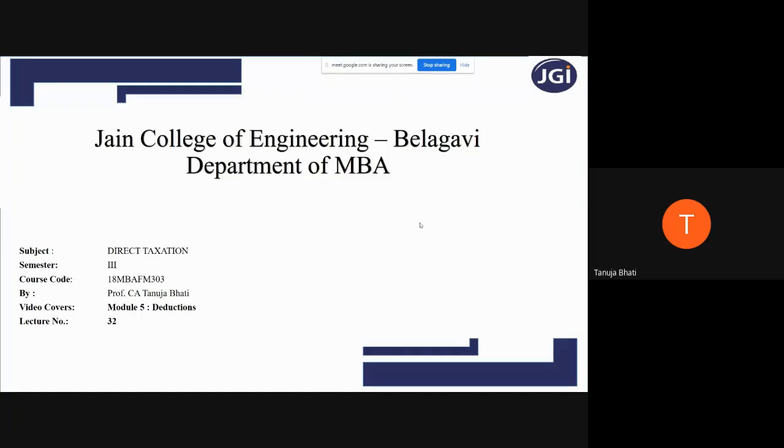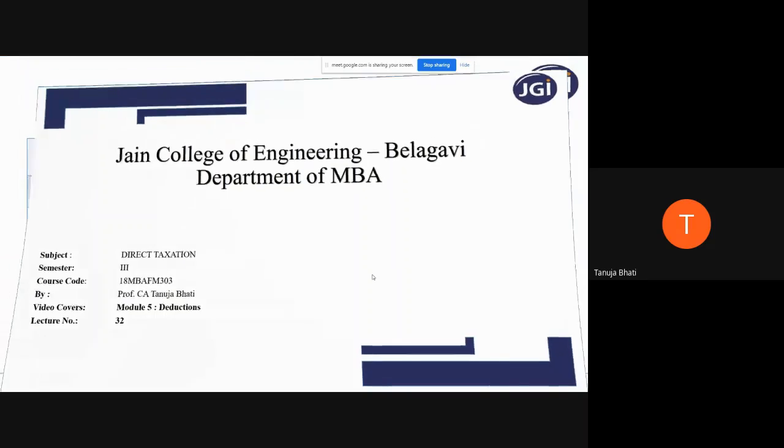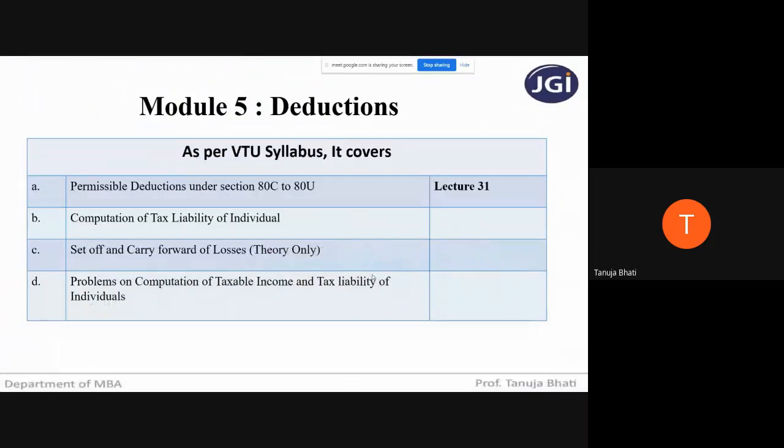Where we will be seeing module 5, deductions, on the subject direct taxation. So we know that under this chapter we have different types of deductions under section 80C to 80U, computation of tax liability of individual, set off and carry forward of losses which you have only theory, and problems on computation of taxable income and tax liability of individual.